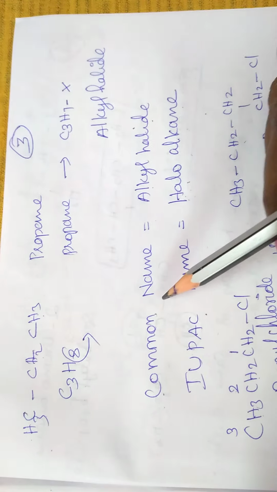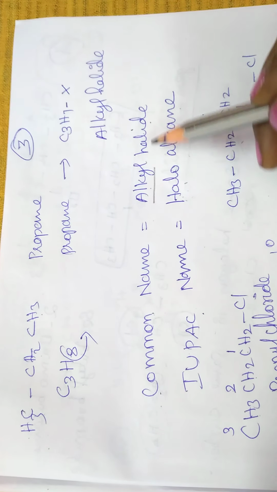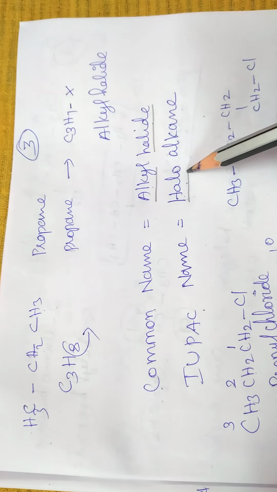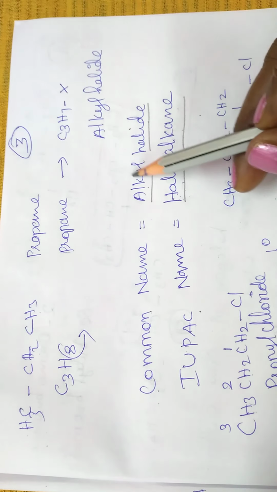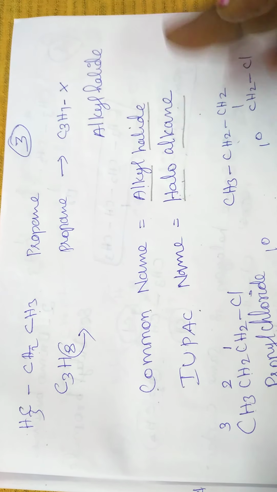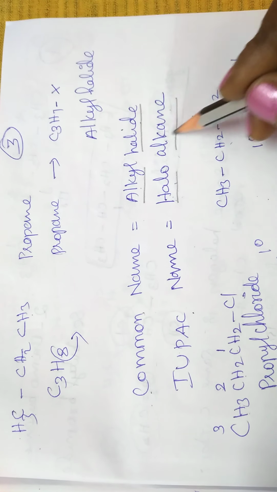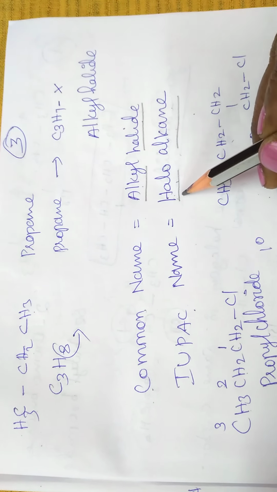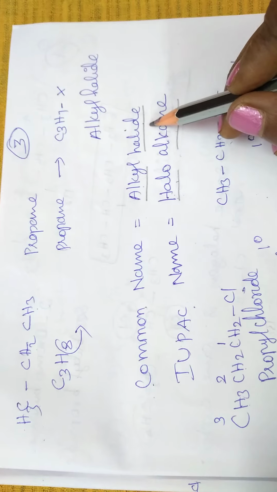Okay. So common name means alkyl should come first, then halide. But IUPAC means halogen will come first, then alkane will go back. So if alkyl, YL, comes, it will be the common name. If alkane, ending with ANE, comes, it is the IUPAC name. Halogen should come first, then only alkane. Here alkyl will come first, then only halides.